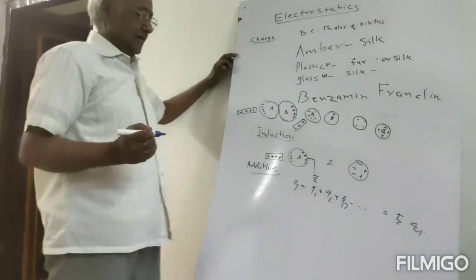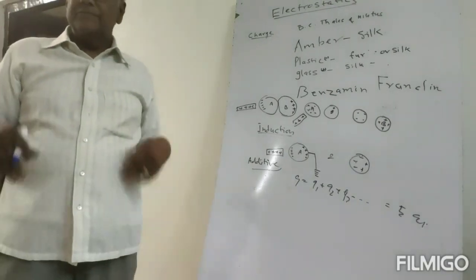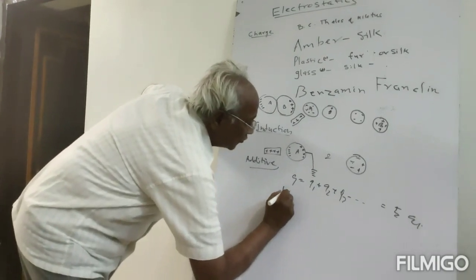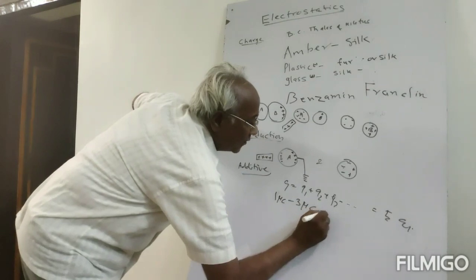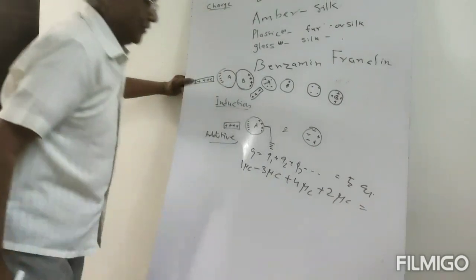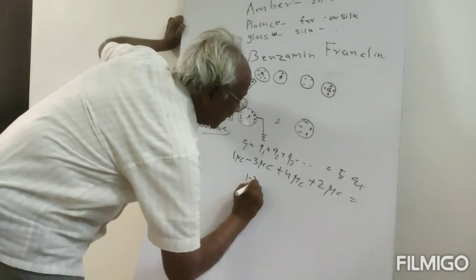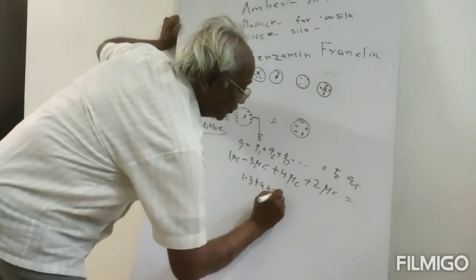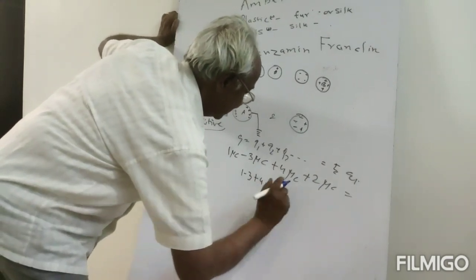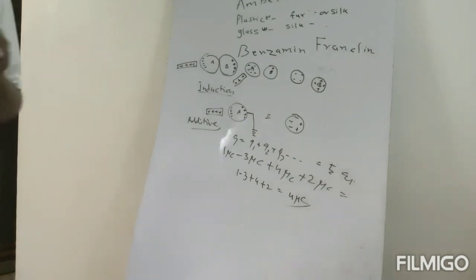The charges may be positive, the charges may be negative. So if the charges are, suppose, 1 microcoulomb, minus 3 microcoulomb, plus 4 microcoulomb, plus 2 microcoulomb, then the total charge will be equal to 1 minus 3 plus 4 plus 2, that is equal to 4 microcoulomb. So total charge will be equal to 4 microcoulomb.